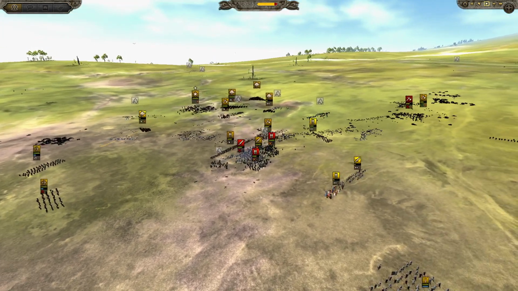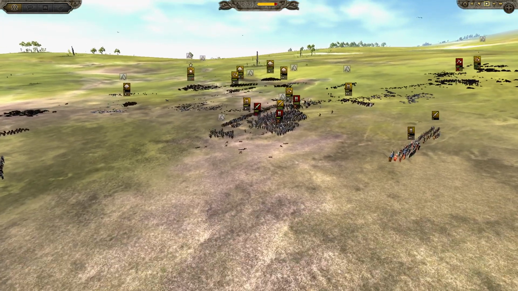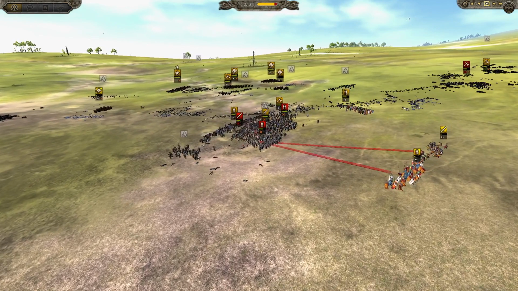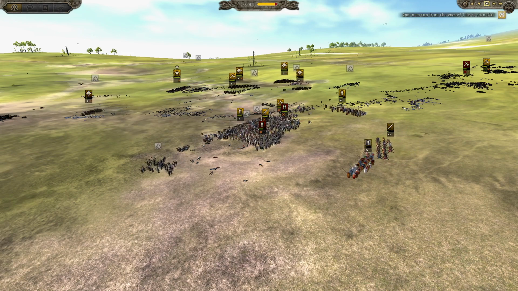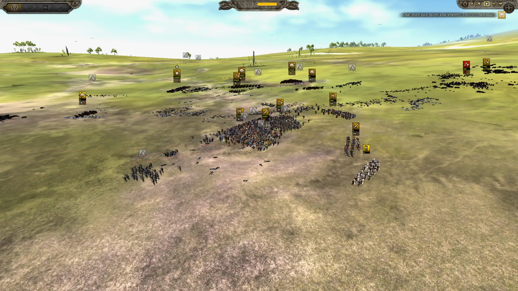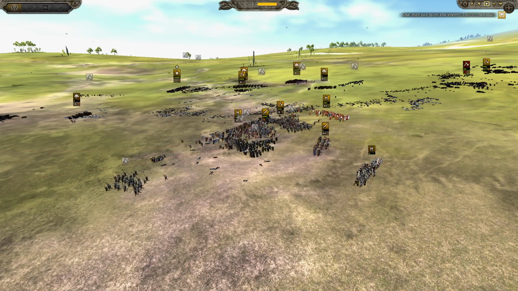So, pretty cool battle. Really enjoyed it. It was a lot of fun. I haven't done 12-12 AD, really, for, gosh, this might only be like my second or third battle that I've done.